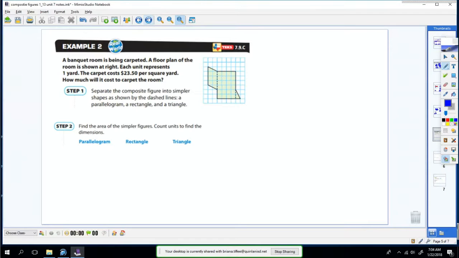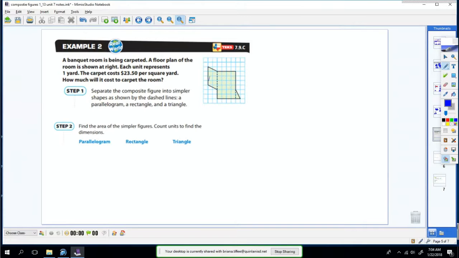So this one says a banquet room is being carpeted. A floor plan of the room is shown at the right. Each unit represents 1 yard. The carpet costs $23.50 per square yard. So how much will it cost to carpet the room? Well, the thing we need to find first is how much area this composite figure has.